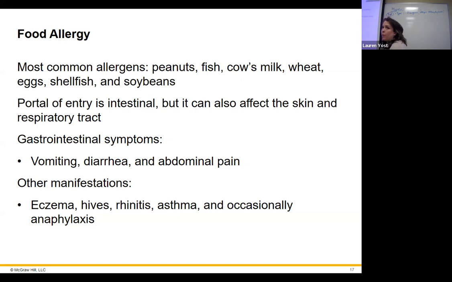So it's just how the body was exposed to it and how it's going to decide that, it's going to be reacting in what tissue more than another tissue and all of that stuff. So that can be quite different from allergen to allergen. So you can have gastrointestinal symptoms associated with these: vomiting, diarrhea, and abdominal pain. And you can have just those, which is typically what you would see with gluten allergies. Other manifestations: eczema, hives, rhinitis, asthma, anaphylaxis.